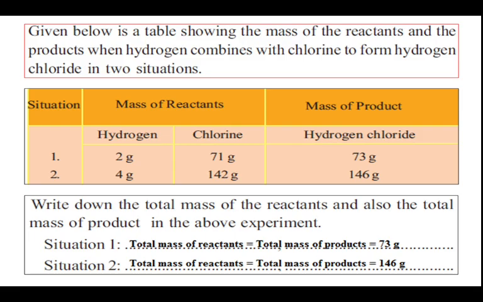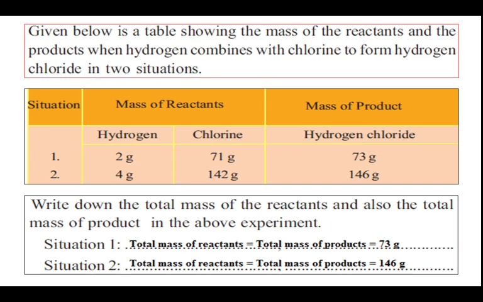Given below is a table showing the mass of reactants and products when hydrogen combines with chlorine to form hydrogen chloride in two situations. In the first case, 2 gram of hydrogen combined with 71 gram of chlorine to give 73 gram of hydrogen chloride. In the second case, 4 gram of hydrogen combined with 142 gram of chlorine to give 146 gram of hydrogen chloride.